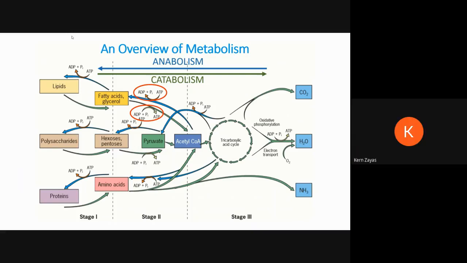Anabolism, sir, is the making up of macromolecules from its building blocks, while catabolism is the total opposite, so it's the breaking down of the macromolecules into its building blocks. And furthermore, from the diagram, into carbon dioxide, water, and the ammonia.